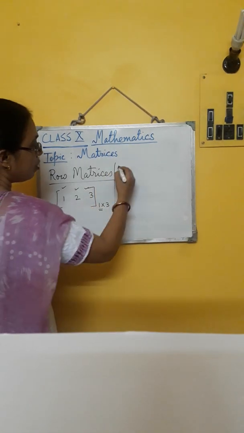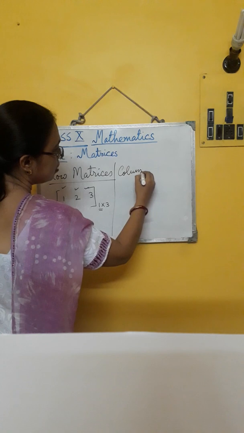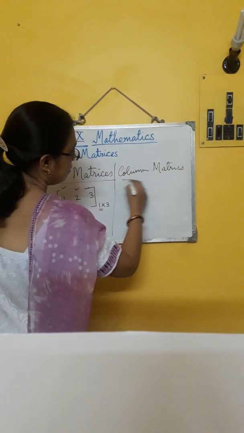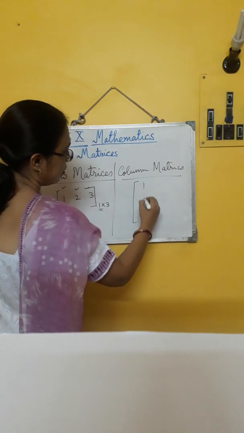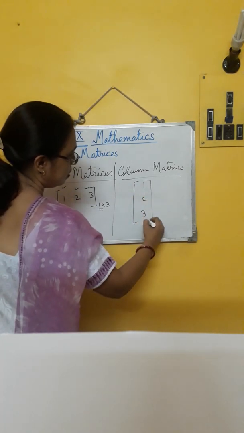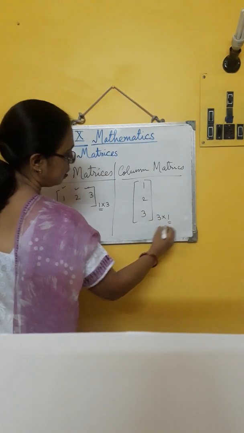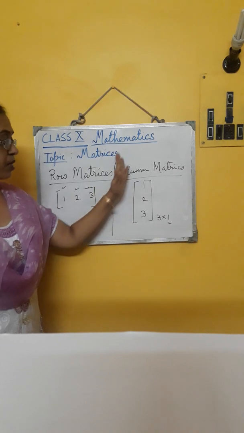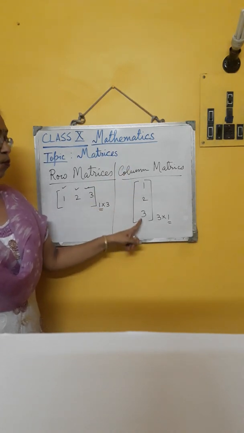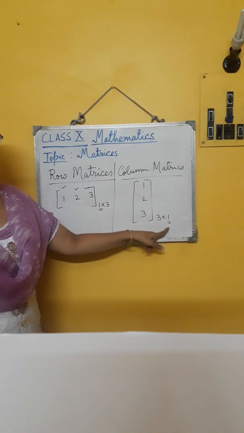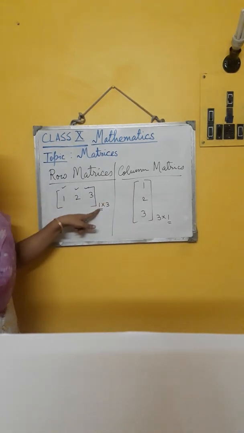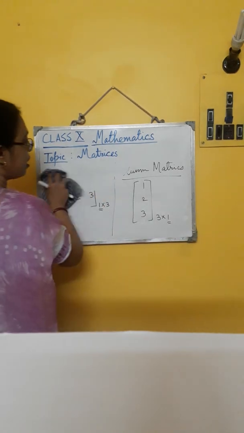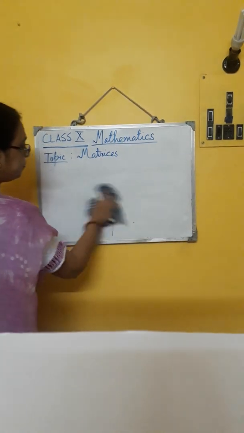Next we come to the column matrix. You can see here 3 rows, 1, 2, 3, and 1 column. So whenever we have 1 column, that is a column matrix. Row matrices have 1 row and column matrices have 1 column. Next we are coming to the square matrix.